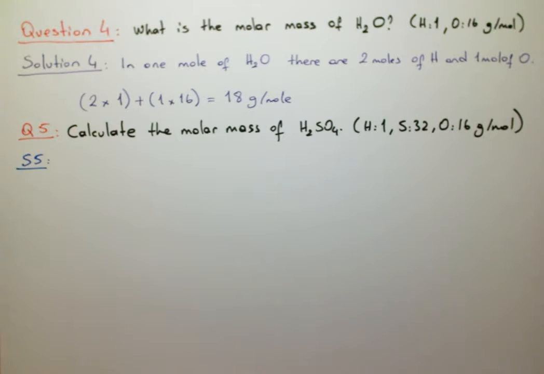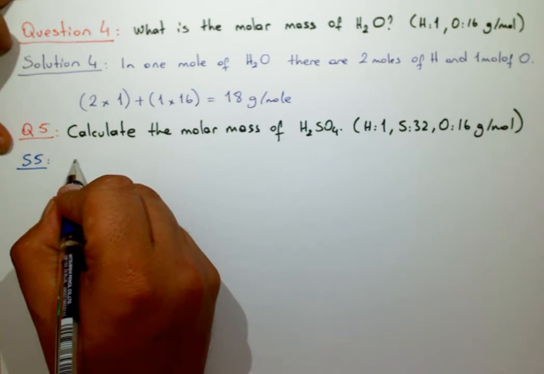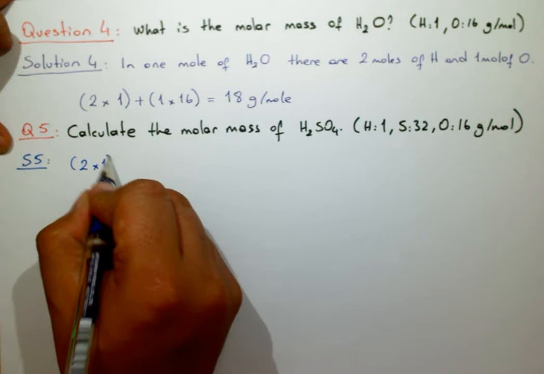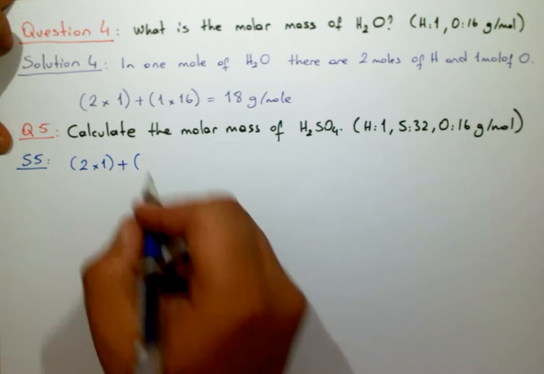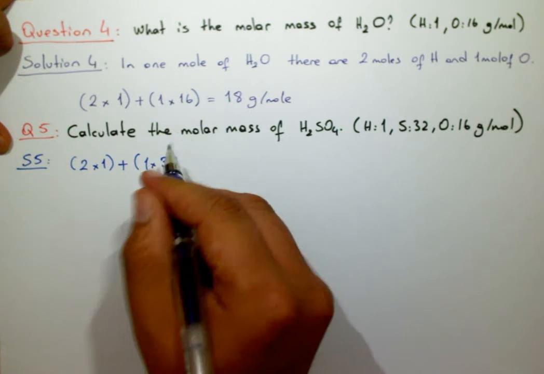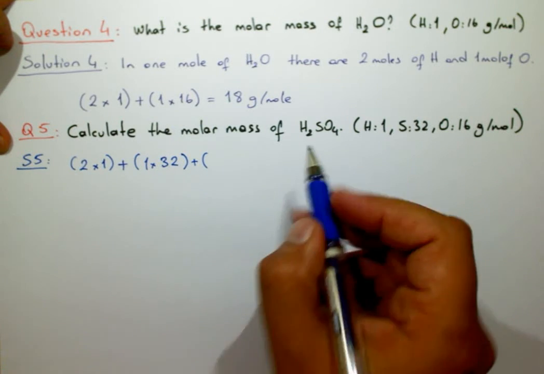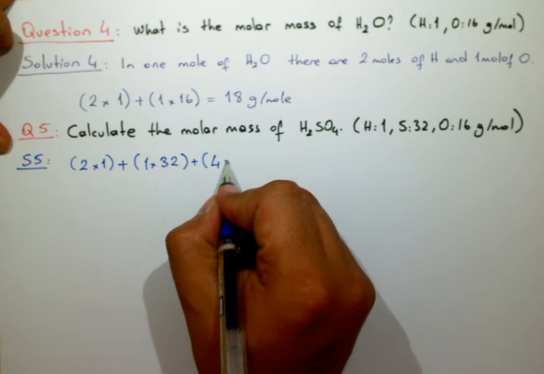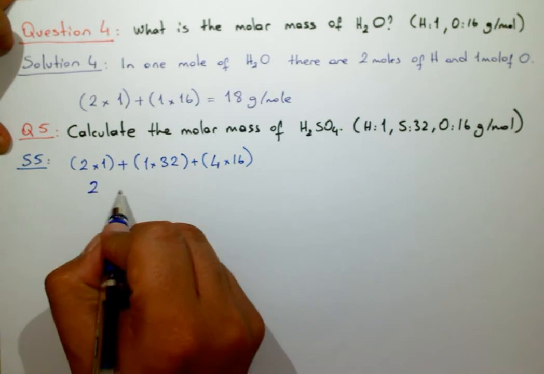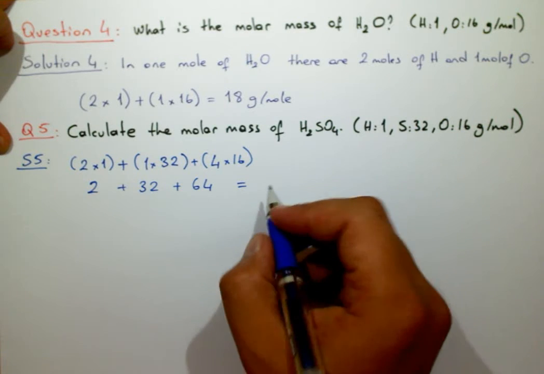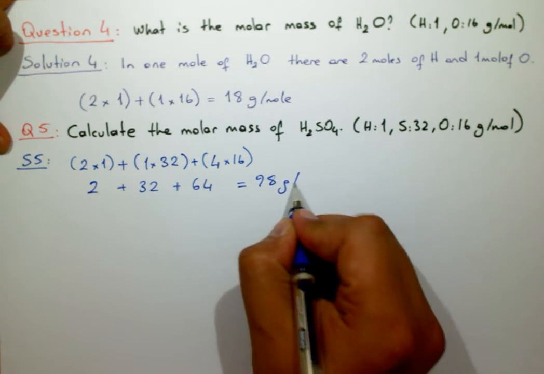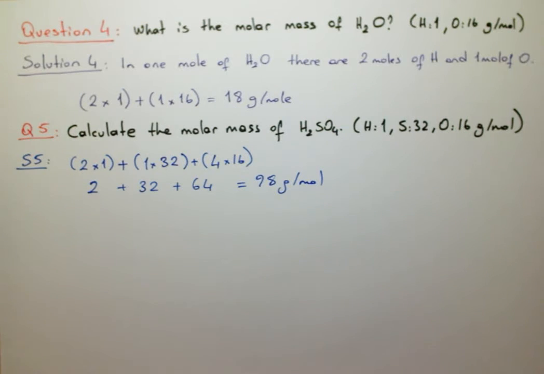Here is the 5th question. Calculate the molar mass of sulfuric acid, and the atomic masses are in brackets. There are 2 hydrogens, so it is 2 times 1 again, plus there is 1 sulfur, and its atomic mass is 32, 1 times 32, plus there are 4 oxygens, so it will be 4 times 16. 2 plus 32 plus 4 times 16, it is 64, and the result is 98 grams per mole. This is the molar mass of sulfuric acid.